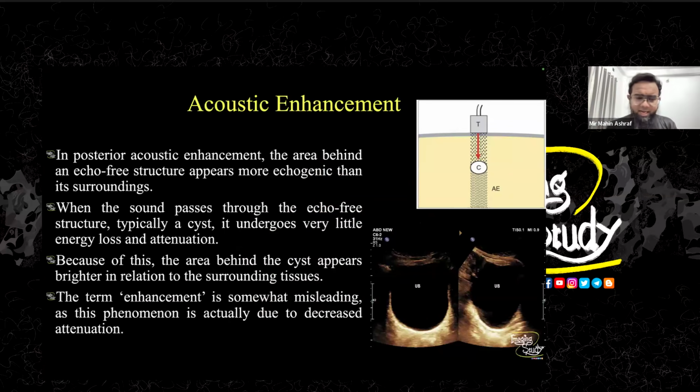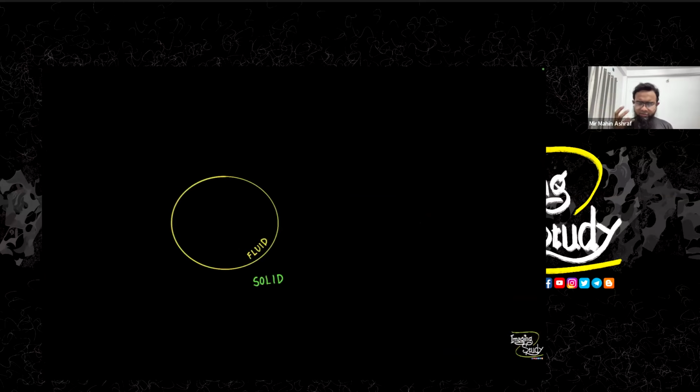Now come to the acoustic enhancement. This is another artifact which we commonly see during our scan. So let me think about a fluid filled structure. Think about this structure as a fluid filled one, and there is a solid part behind that. So we are putting sound over a fluid filled structure. We know that sound doesn't get attenuated in a fluid filled or crystal clear fluid containing area. So all the sounds will pass through these fluid filled structures. And after getting past, there will be a solid part.